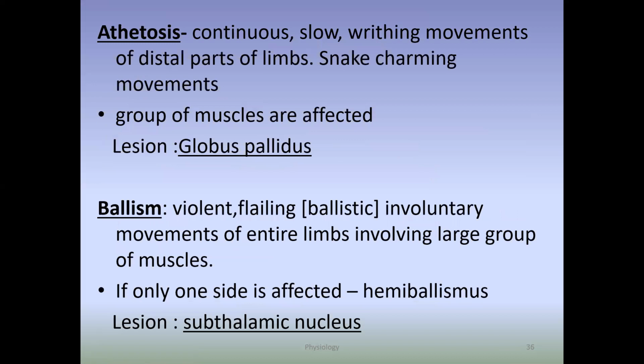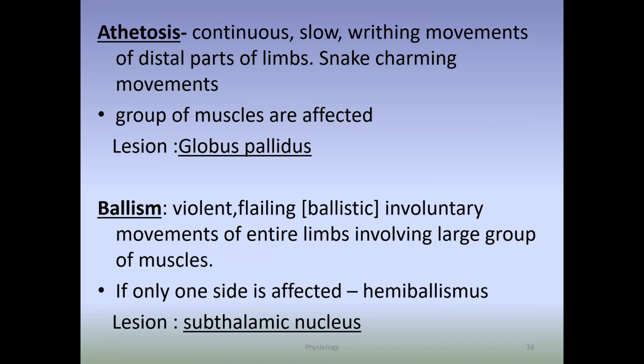Second applied is athetosis. That is, there are continuous slow writhing movements of the distal parts of the limb. That is a snake charming movement. Now, why is it called snake charming? Because the movement of the peripheral, distal part is very slow, like how a snake crawls over the ground. That's what is called snake charming movements.